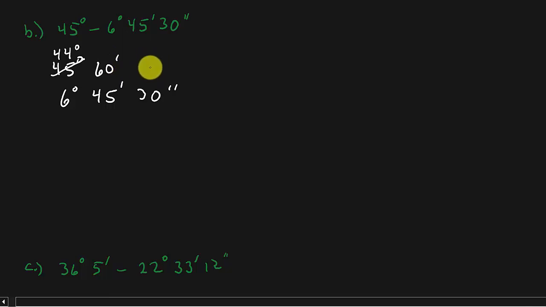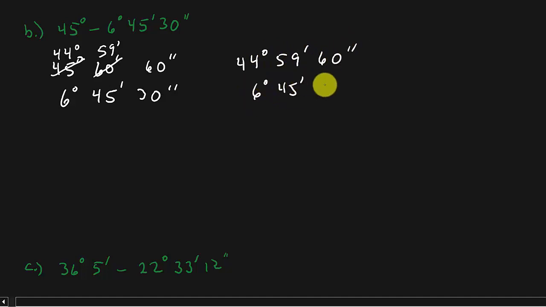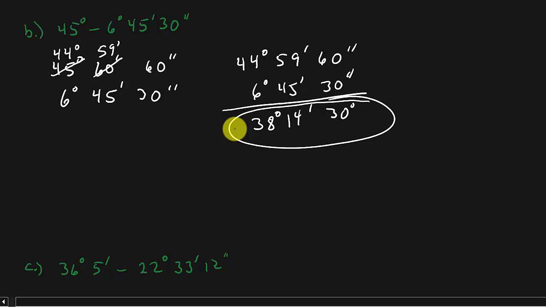Now I've got to have something over the seconds. So I've got to borrow a minute. So if I borrow a minute, that's going to be 59 minutes, and bring it over here. Well, 1 minute is 60 seconds. So that actually gives me 44 degrees, 59 minutes, and 60 seconds, minus 6 degrees, 45 minutes, 30 seconds. And then I subtract. So that's going to be 30 seconds. And then subtract this, that's 14 minutes. Subtract this, that is 38 degrees. And this is your answer.